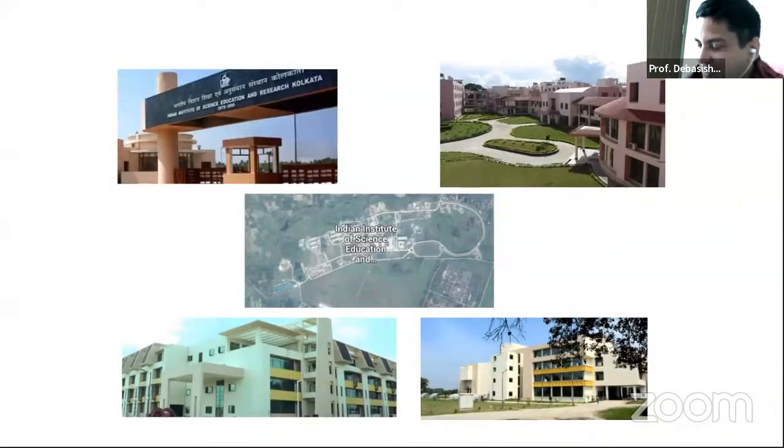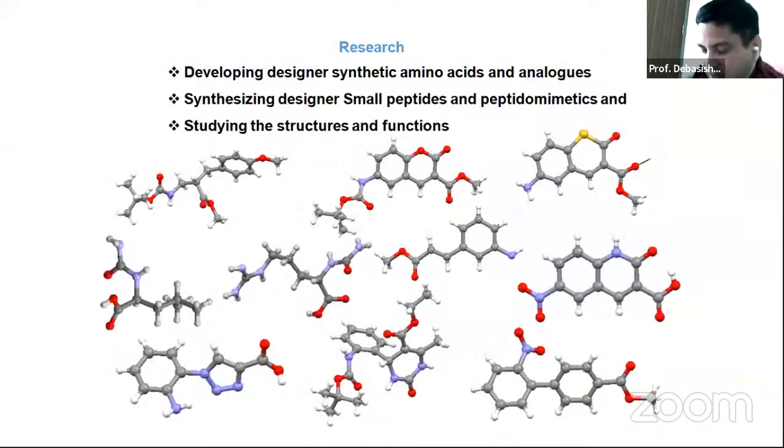And with this, what exactly am I doing in IISER Kolkata? My group name is the Bioorganic Supramolecular Chemistry Group, and we are developing designer synthetic amino acids. That is our first priority. Till date, we have developed more than 25 amino acids on our own. So that is obviously the synthetic amino acid.